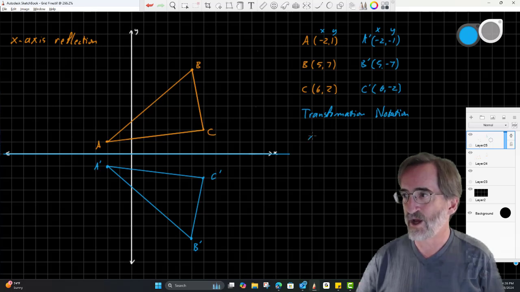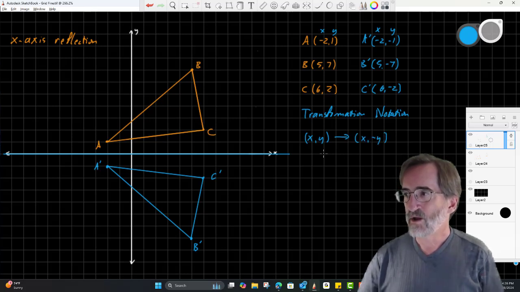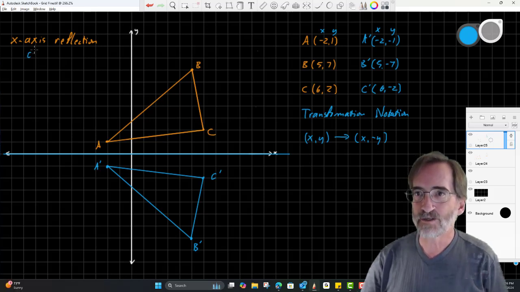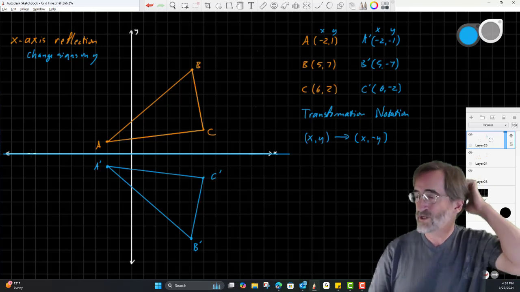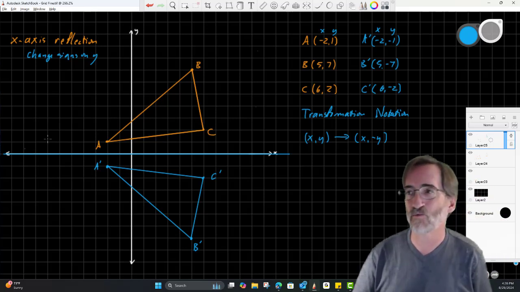It looks like this: (x, y) becomes (x, -y). Notice what changes. All the y values change signs. So for an x-axis reflection, change the signs on y. Okay, for an x-axis reflection, change the signs on y.